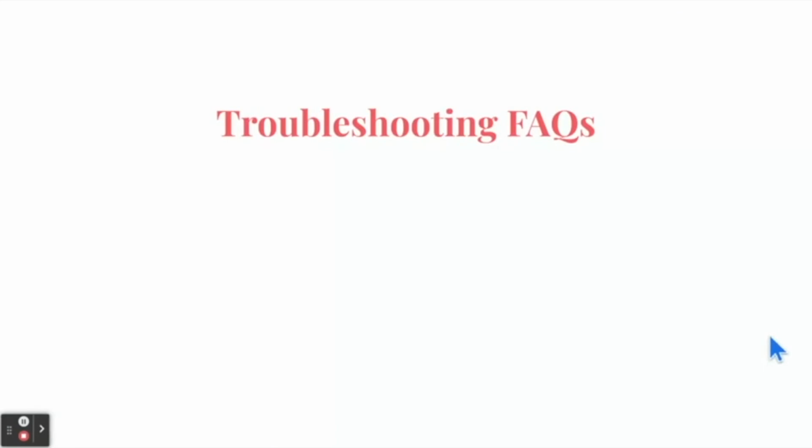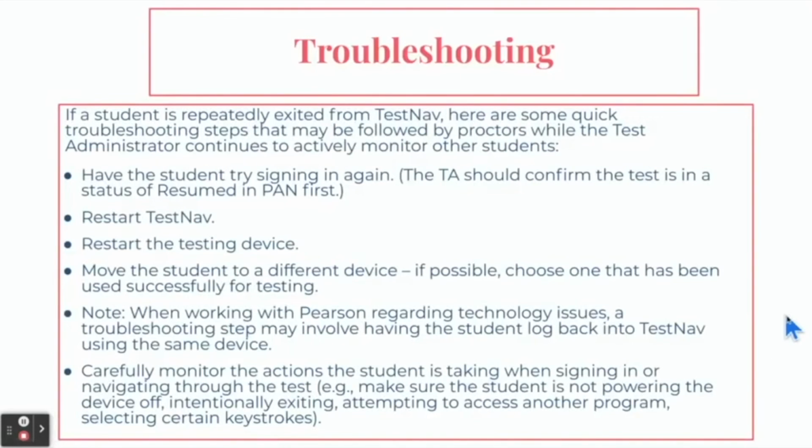Let's go over some troubleshooting and frequently asked questions. If a student repeatedly is exited from TestNav, here are some quick troubleshooting steps that may be followed by proctors while the test administrator continues to actively monitor other students. Have the student try signing in again. The test administrator should confirm the test is in a status of resumed in PAN first. Restart TestNav. Restart the testing device. Move the student to a different device. If possible, choose one that has been used successfully for testing.